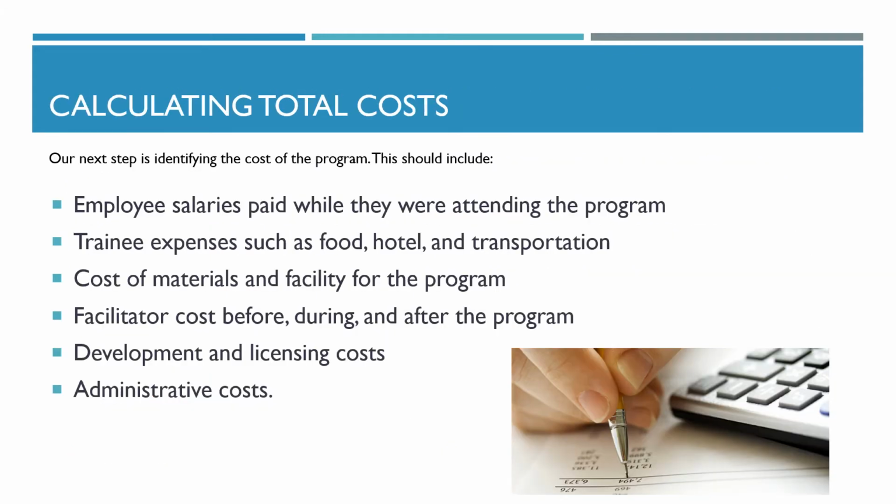Our next step is calculating the ROI, and identifying the cost of the program. This should include employee salaries paid while they were attending the program, trainee expenses such as food, hotel, and transportation, the cost of materials and facilities for the program, the facilitator cost before, during, and after the program, the development and licensing costs, and finally, the administrative costs. All these need to be factored into your calculations of ROI.